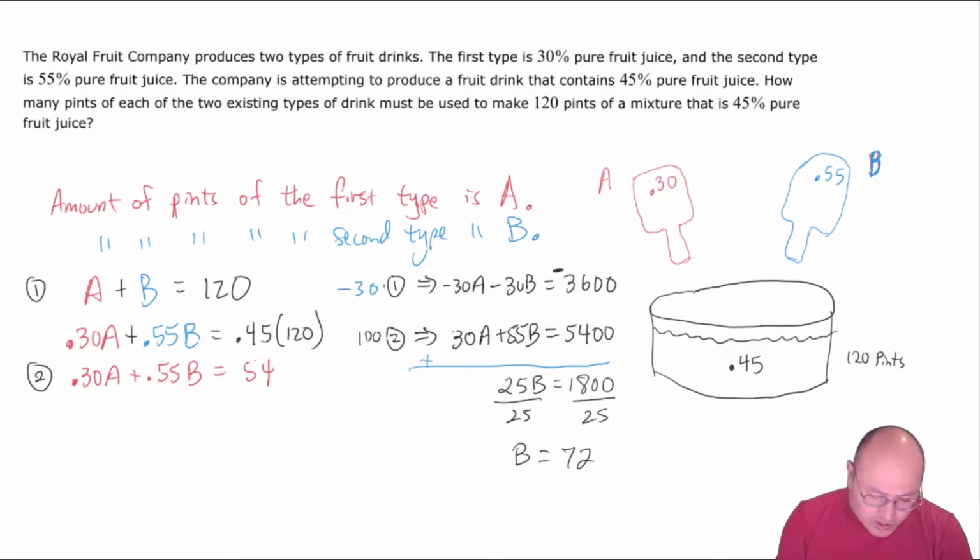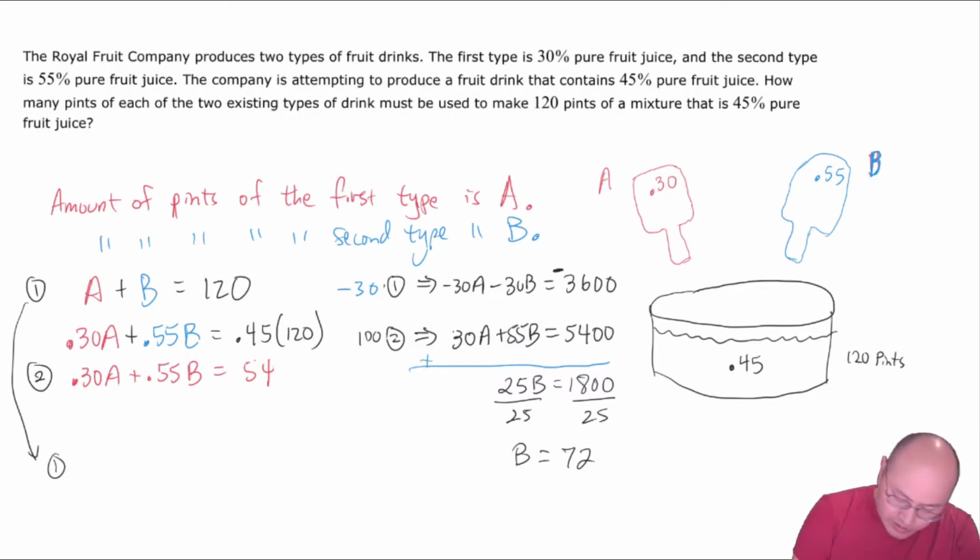Why don't we answer the question? We also need to find A. So how do we get A? Go back to equation 1. And equation 1 says A is what? A is 120 minus 72, which is simply 48.